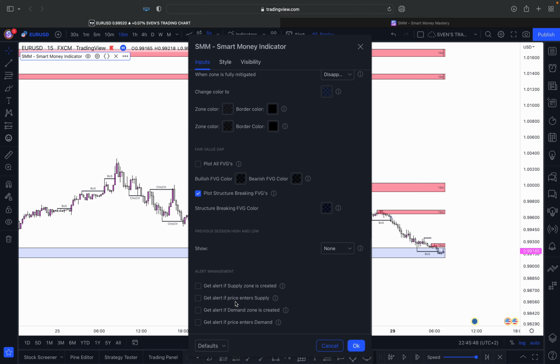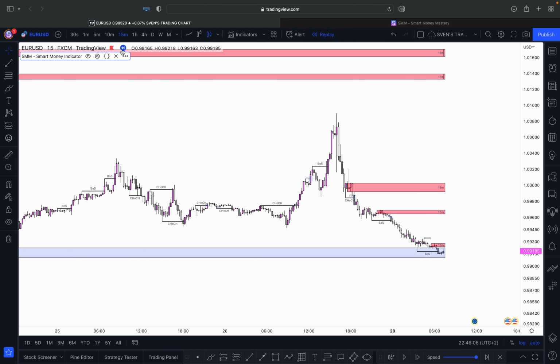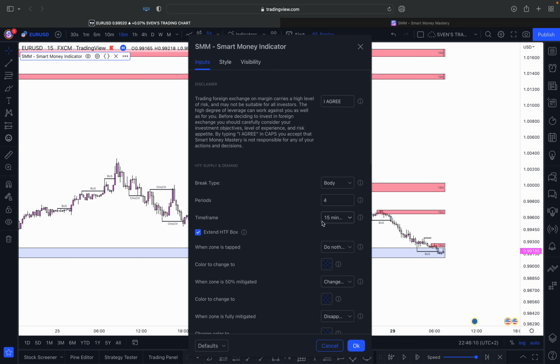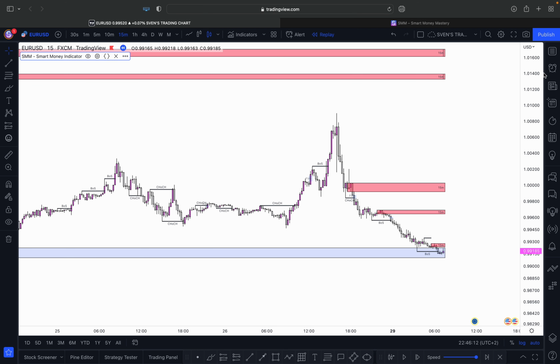I will show you quickly how to make an alert. So if you want to make an alert, for example, for the price to come in the 15-minute supply zones, make sure you enable this one. And for the demand zone, it's the same. And then you click OK. Make sure you do all of this on the higher time frame that you've selected in the setting over here as well. Otherwise, the alerts won't work.